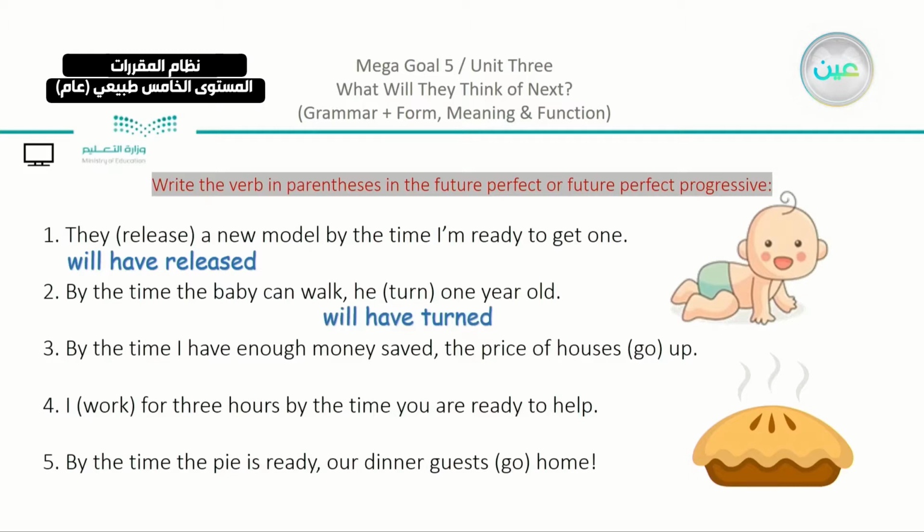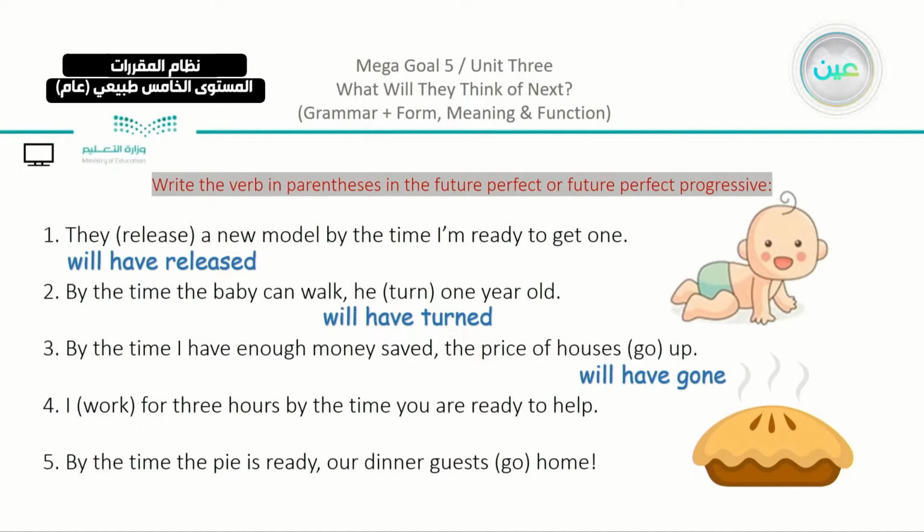And then we have, by the time I have enough money saved, the price of houses go up. The price, also there is no time mentioned. We have here the prices will have, and the past participle of go: went, gone. Will have gone. After that, I work for 3 hours by the time you are ready to help.